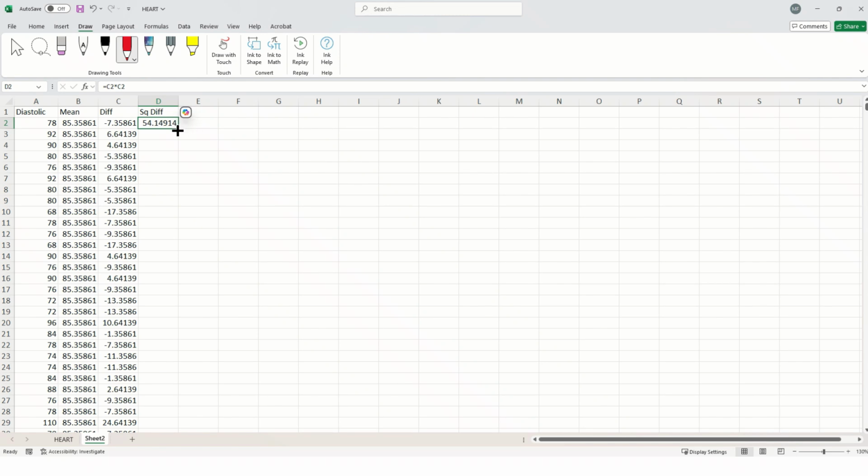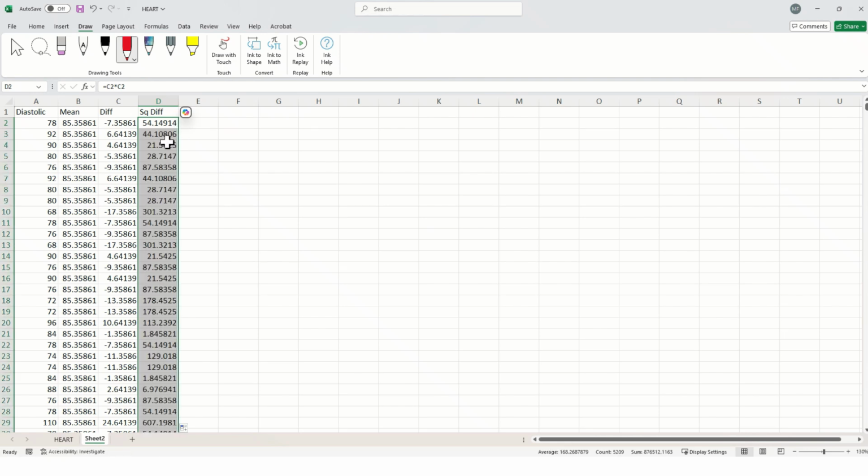That should give us the average deviation of all these values from the mean. Let's do it and I will explain once we have done all of them. Okay, we're going to click on the fill handle. Okay, these are the squared values from each respective difference from the mean.